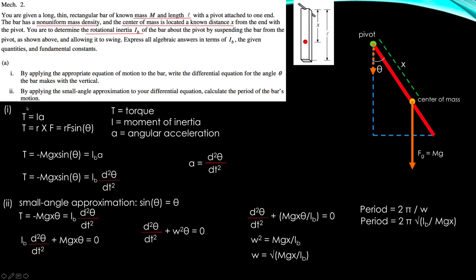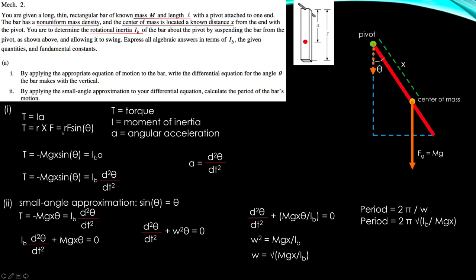So I have here two equations written for torque. The first one is torque is equal to I alpha, where I is the moment of inertia and alpha is angular acceleration. The second equation for torque is r cross F. Torque is equal to r cross F, which is equal to rF sine theta. Both of these equations are given by the definition of torque.